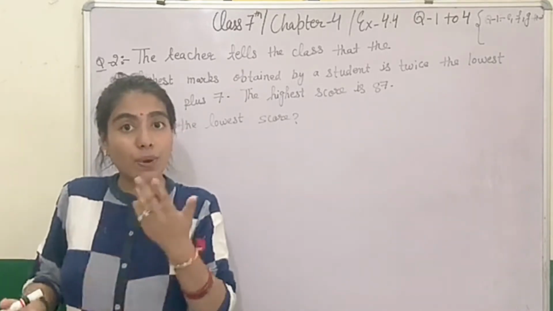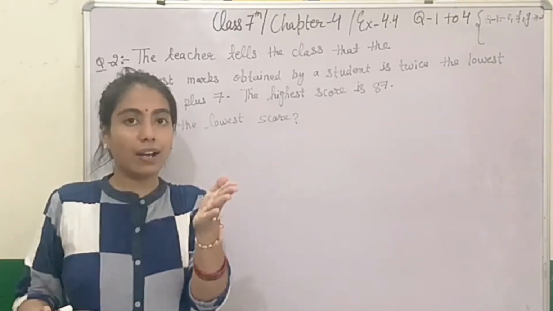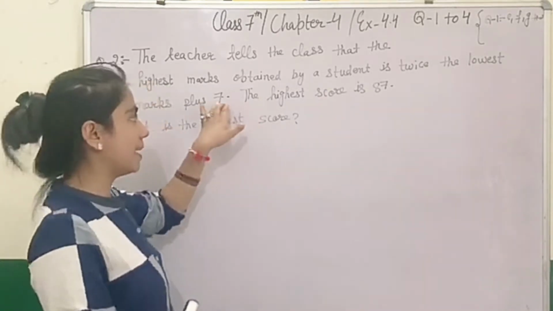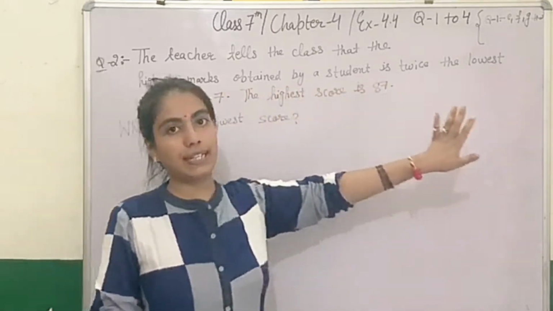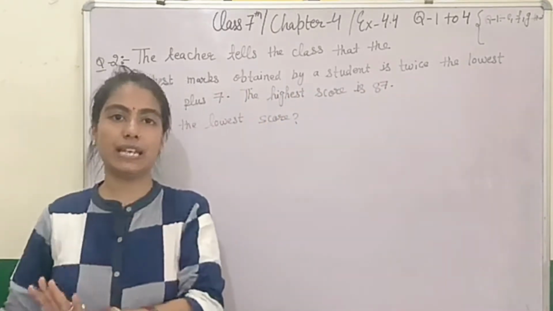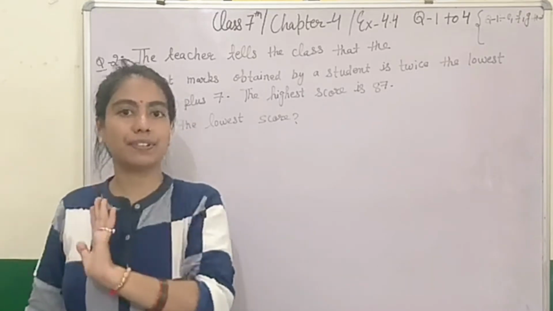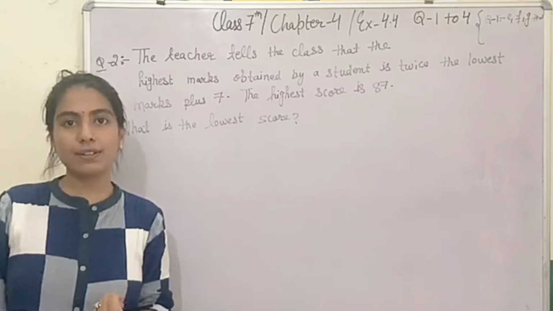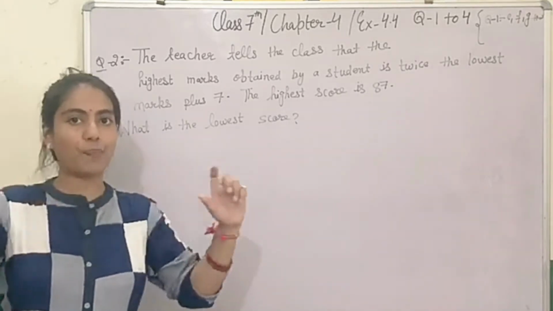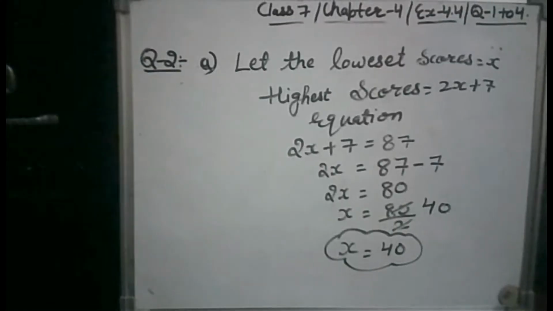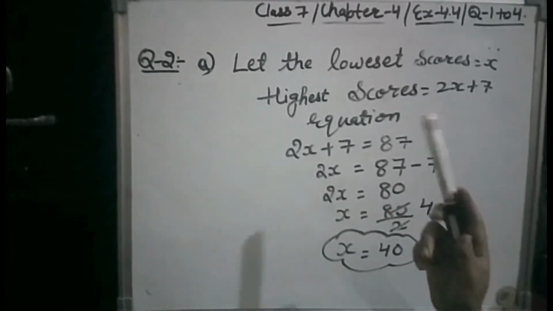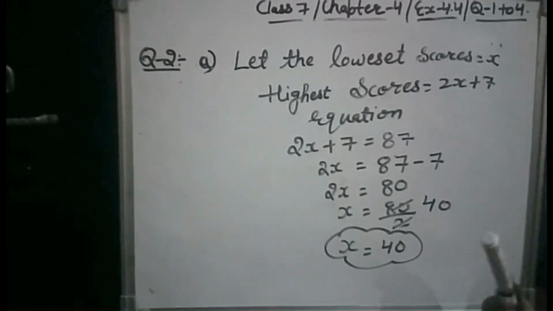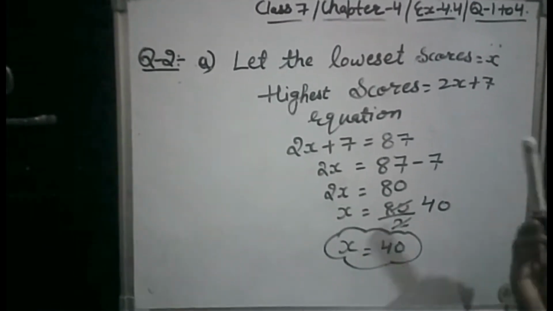Twice the lowest marks, twice means double, 2 times the lowest marks that we don't know. It means that should be x, and plus 7. And the highest marks is 87. It means the total is 87. We get 2x + 7 is equal to 87. Simple. What is the lowest score? x is the lowest score. But how do we find x? From an equation. So let's start the solution. What was the lowest marks? The lowest marks is x, and the highest marks is twice the lowest marks plus 7.